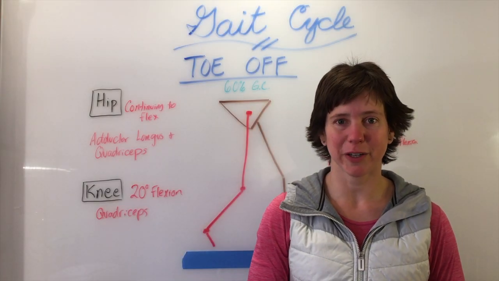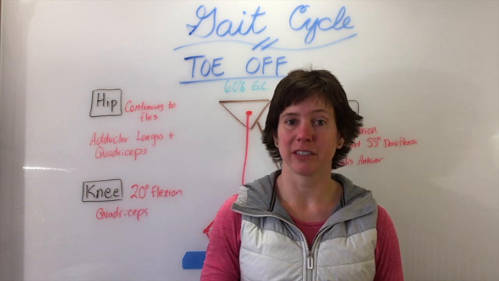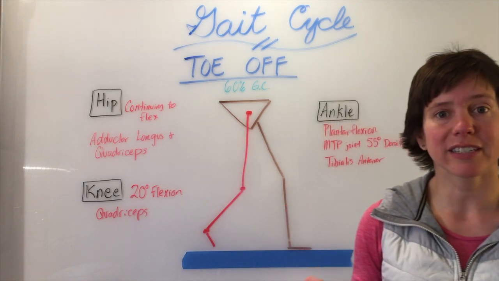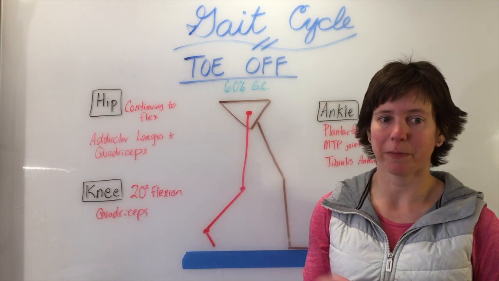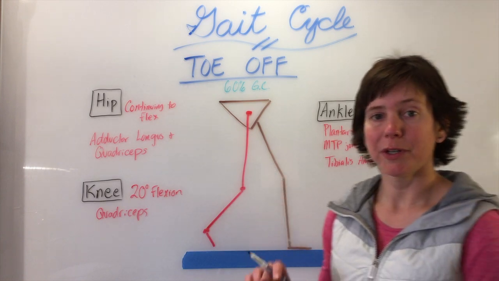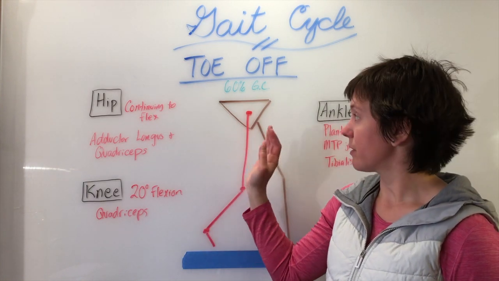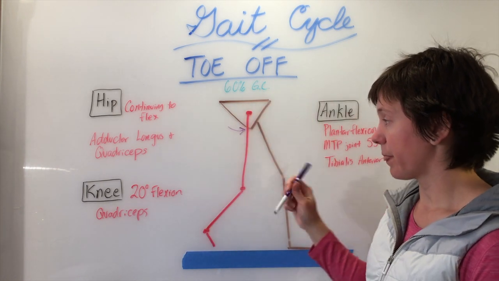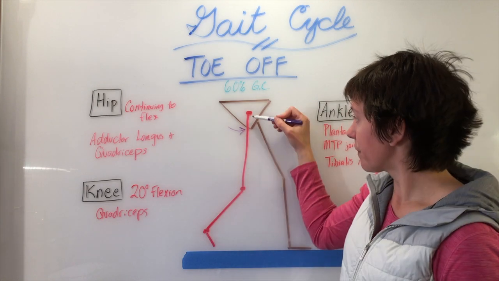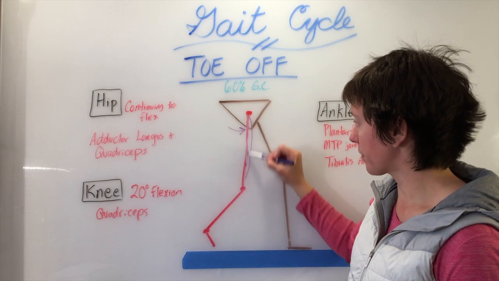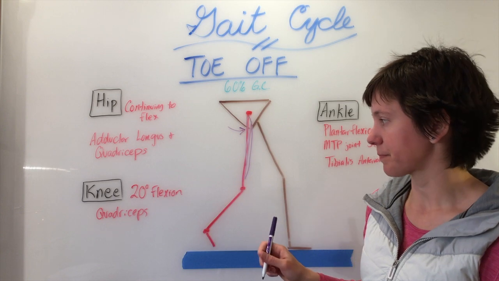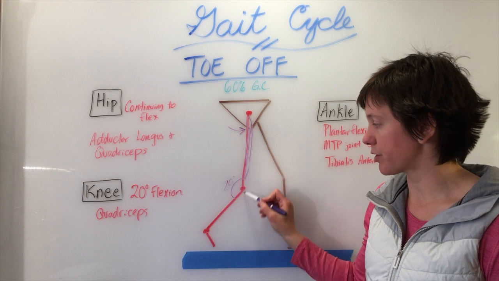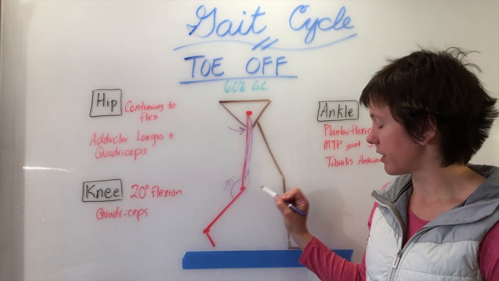The next event of the gait cycle is toe off. It is the end of stance phase and the beginning of swing phase. And this occurs at 60% of the gait cycle period. So let's look at the hip. The hip, as we remember from last event, was in max extension and is continuing into flexion. And the adductor longus and the quadriceps are helping with the hip flexion. The knee is now in 20 degrees of flexion, and the quadriceps are also helping with that knee stabilization.